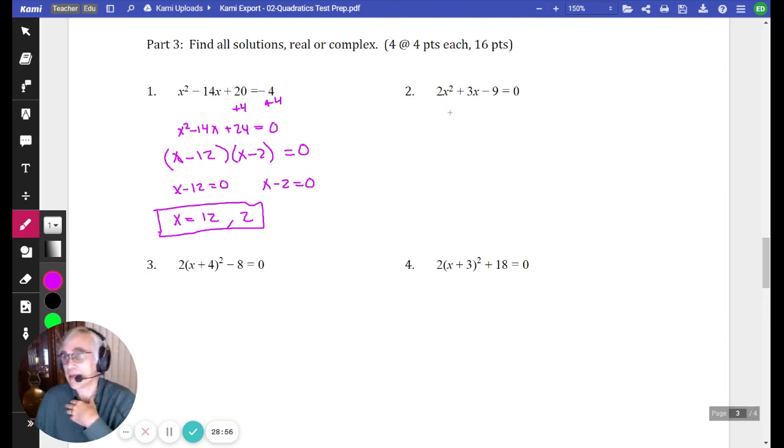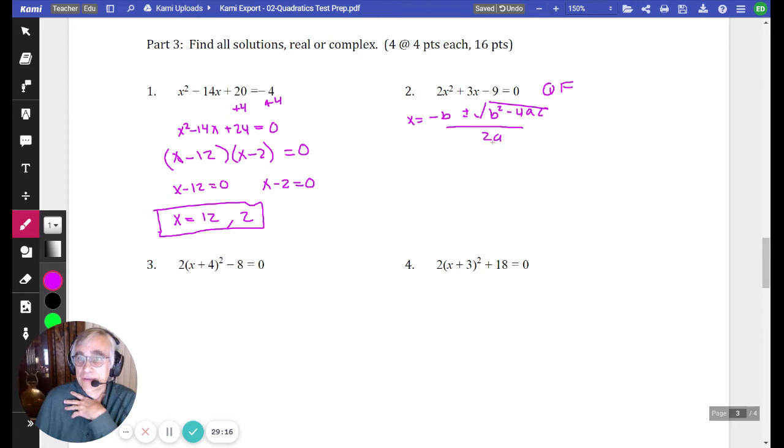Number 2, is factorable? But let's say we wanted to use the quadratic formula instead. So negative b plus or minus the square root of b squared minus 4ac over 2a. So you could use that. Negative b would be minus 3 plus or minus the square root of b squared would be 9 minus 4. A is 2. C is negative 9. All over 2a, which is 2 times 2.